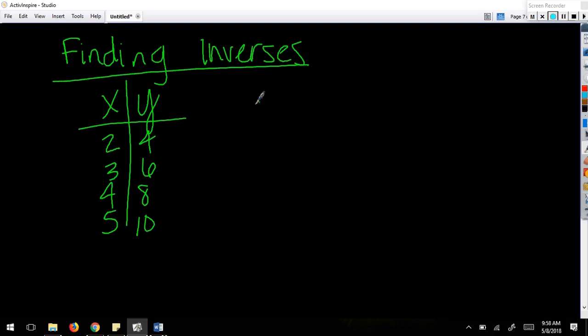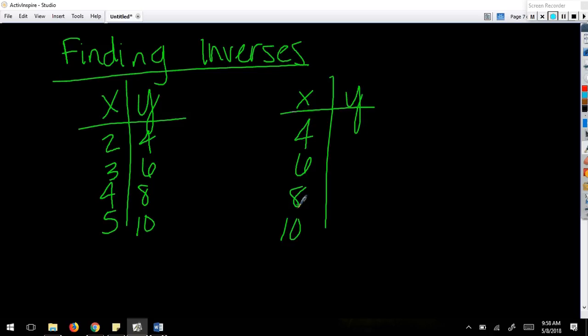So the inverse of this, y divided by 2 is x, right? It's even easier than that. You literally switch x and y. These are inverses.